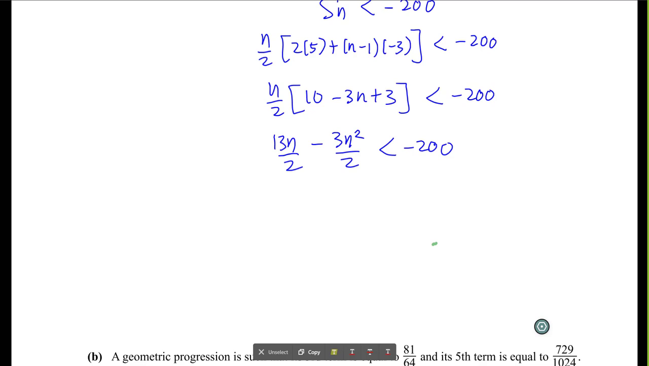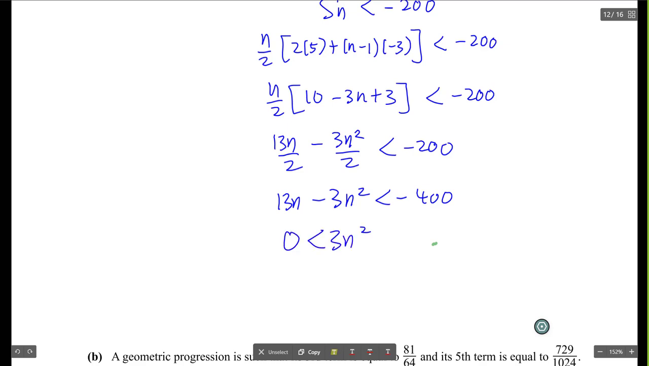Okay, never mind. Step by step. 13n minus 3n squared less than negative 400. And then make here 0. So you have 3n squared minus 13n minus 400. And then I will factorize this one. I hope I can.